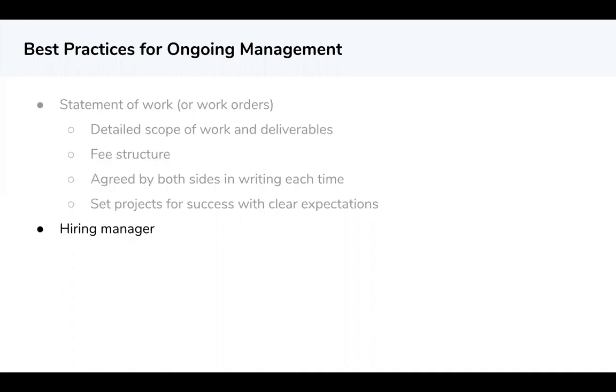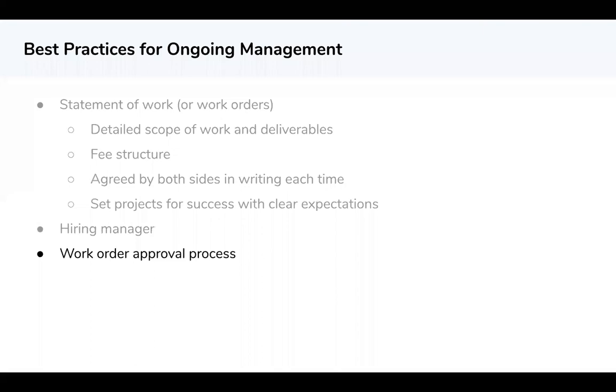For each work order, it should be clear who the hiring manager is. This hiring manager is responsible for initially signing off on the work order and then giving the approval that the invoice is okay to pay. There should be only one designated hiring manager for each project.